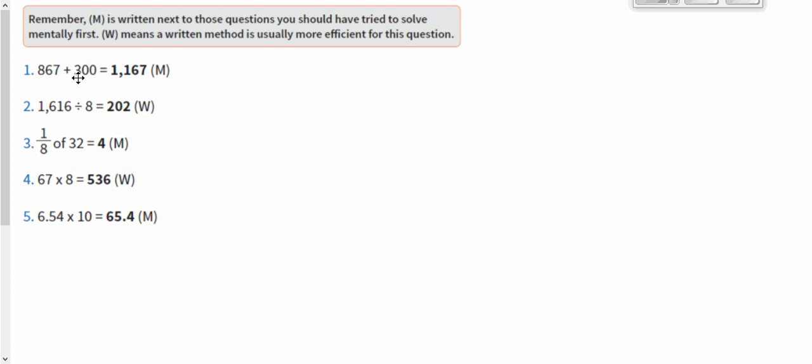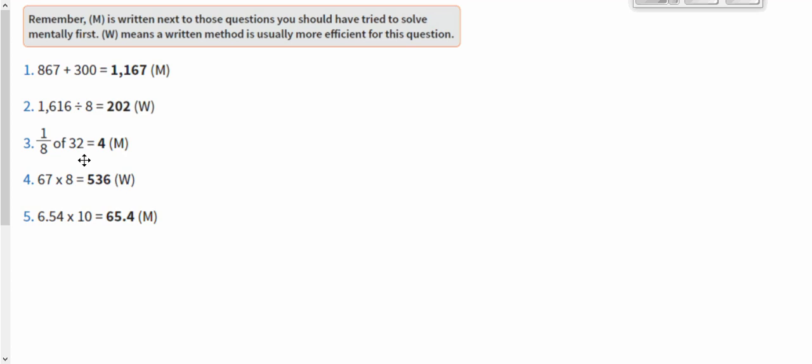We know we can't have 10 in one column, so the hundreds column becomes a 0, the 1 goes into the thousands column. We still have another 100 to add, so the 0 would become a 1. So it's 1,167. The next one was a written method. I'd use the bus stop method if I was you, because I don't know how many 8s go into this number. So it's got to be a written method, but it was 202.